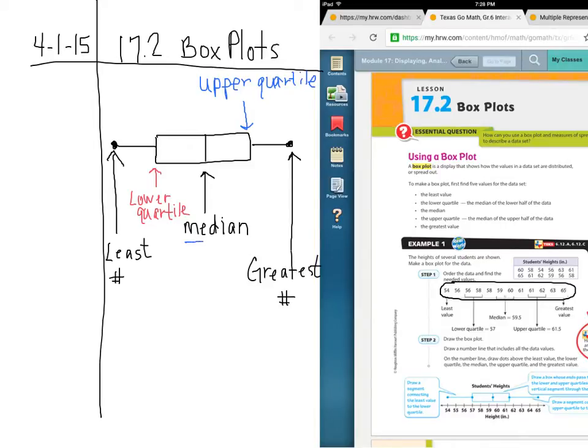Now, when you find the median, we've been doing that since we were in elementary school. You find it the same way. You put the numbers in order from least to greatest, and then to find the lower quartile, it is actually the median between the least number and the median, and then the upper quartile is the median of the median and greatest number.